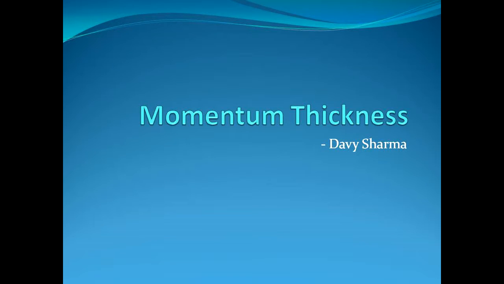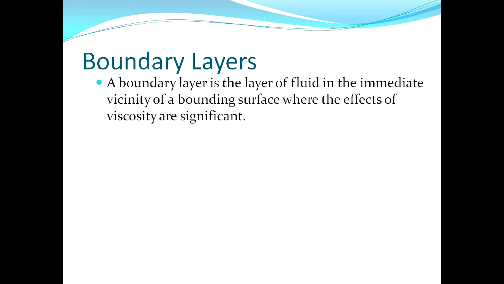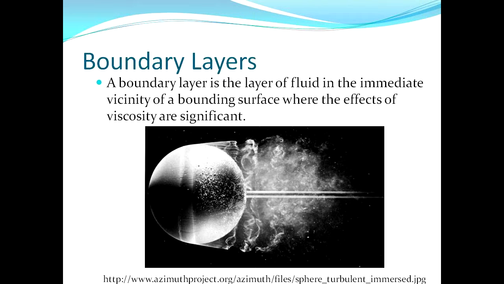Today we will talk about momentum thickness. But before we can do that, we need to talk about boundary layers. A boundary layer is a layer of fluid in the immediate vicinity of a bounding surface where the effects of viscosity are significant, as can be seen in the image below. The boundary layers can be seen forming over the surface of the sphere as the fluid flows over its surface.